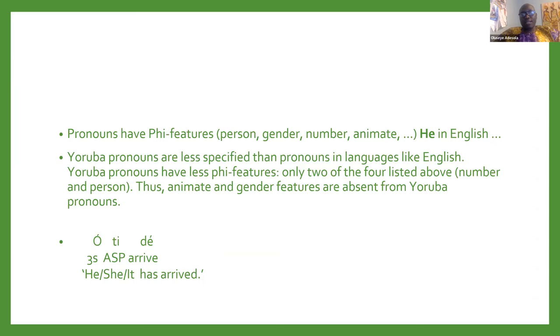When we talk about pronouns, generally, we are talking about variables that are supposed to have five features like person, gender, number, animacy, and so on and so forth. For example, in English, if you take the pronoun he, it's said to be third person singular, it's masculine, and it's also animate. Whereas if you do that with Yoruba, then you see that you have fewer than five features on the pronouns. For example, o has only two features. It doesn't have a gender feature, it doesn't have an animacy feature. It's only specified for number and person.